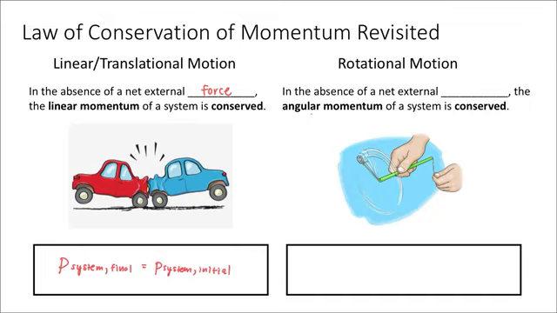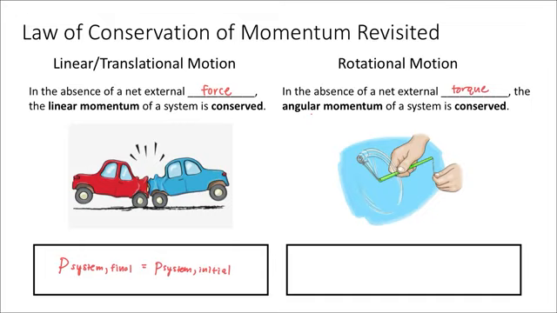Now, we can do the same thing for rotational motion. In the absence of a net external torque, then, not a force, but a torque, the angular momentum of a system is also conserved. And you can actually test this at home.